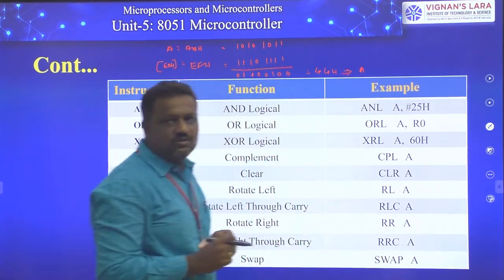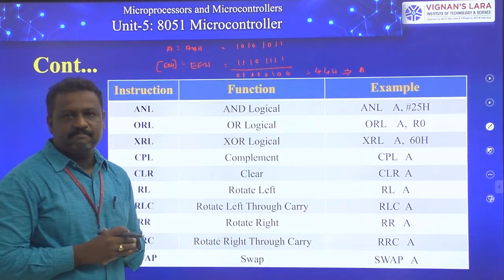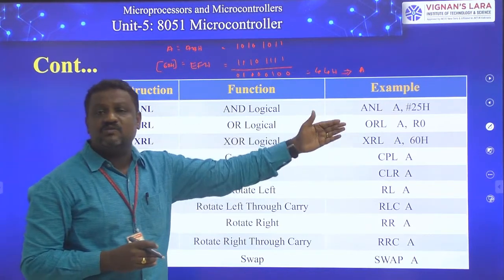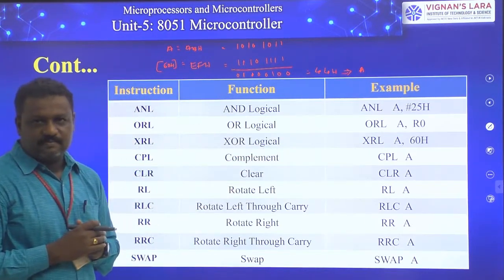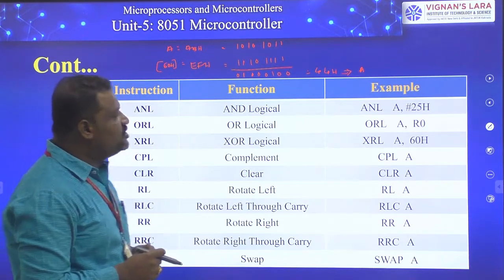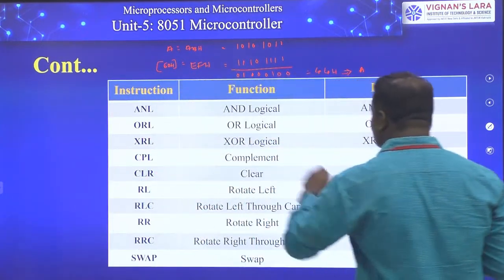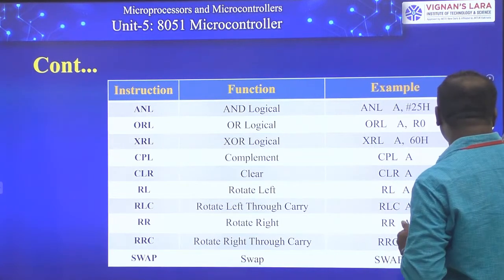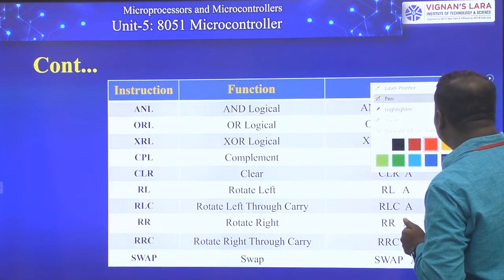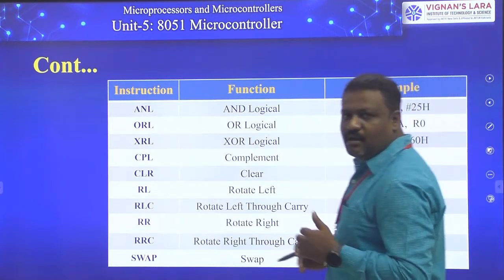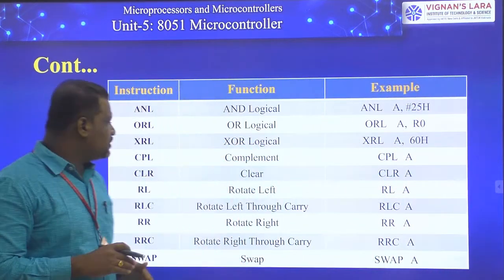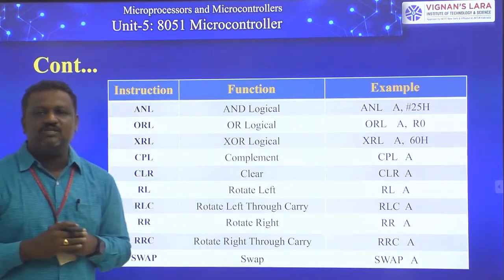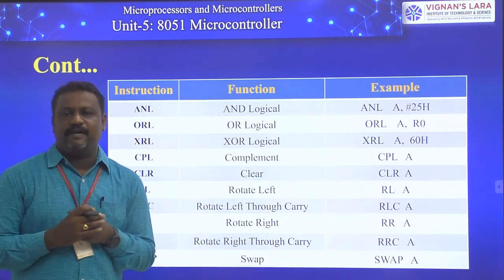Again it goes to the accumulator itself. So that is the meaning of the XRL A, 60H instruction. Next coming to my next instruction, CPL. CPL means complement. That means I can complement the content of an operand. Here I consider an example, CPL A, which means complement the accumulator value.